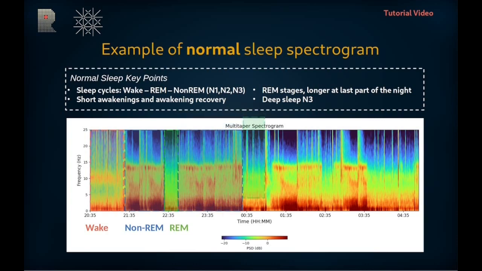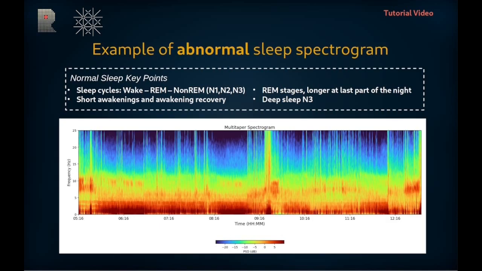In this case, we can observe distinct sleep cycles which repeat up to 4 times. Additionally, we can identify brief awakenings with swift recovery. Furthermore, both REM and deep sleep stages are discernible throughout the night. Therefore, we can conclude that this example exhibits characteristics consistent with a normal sleep spectrogram.